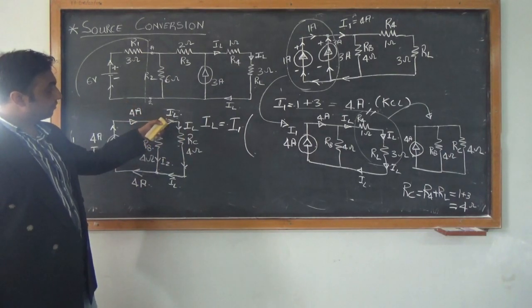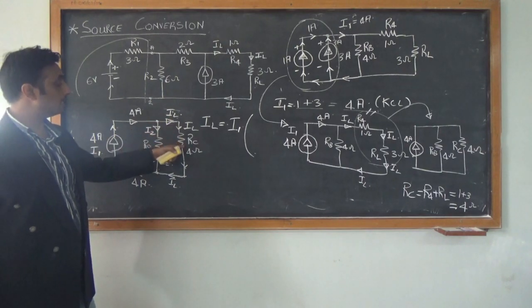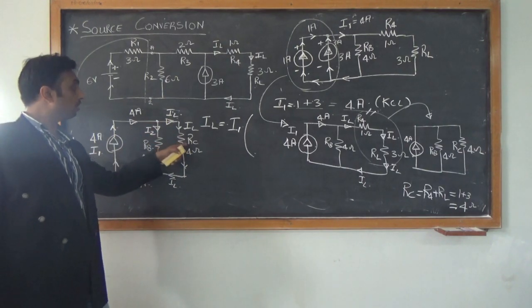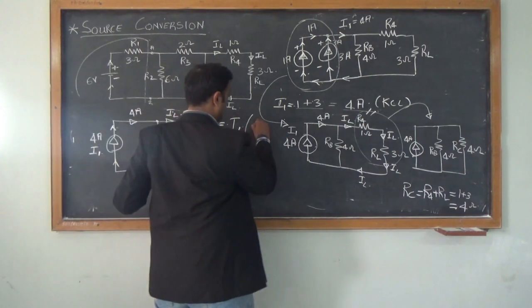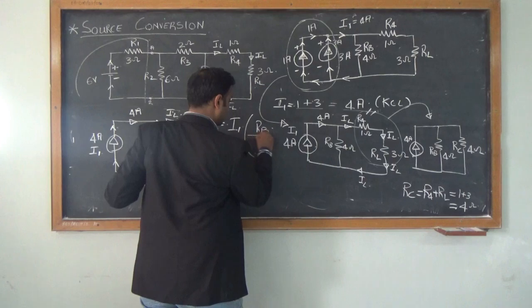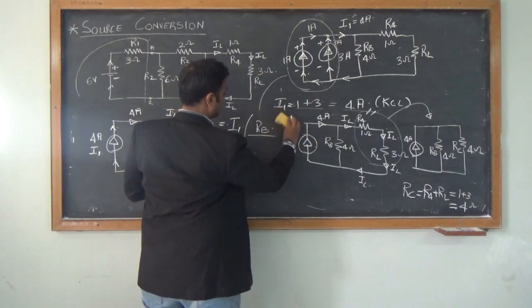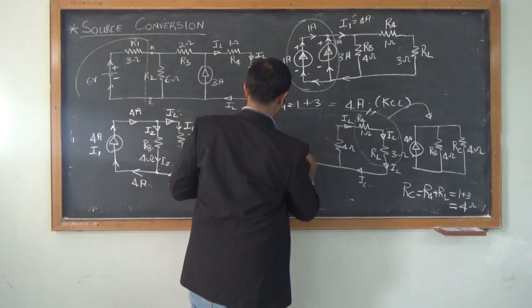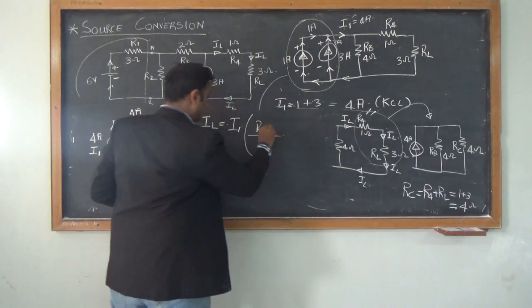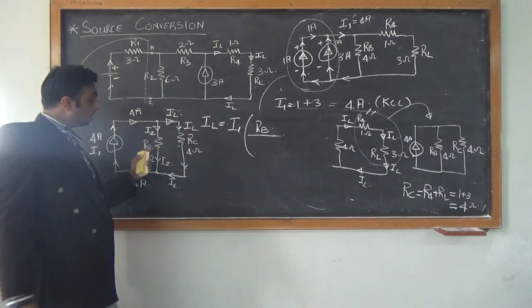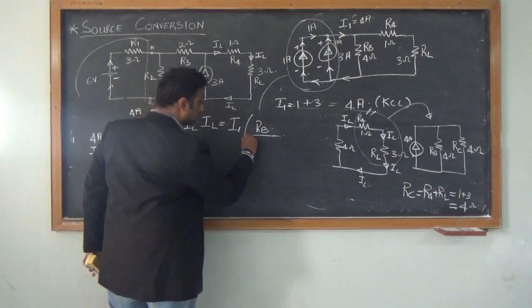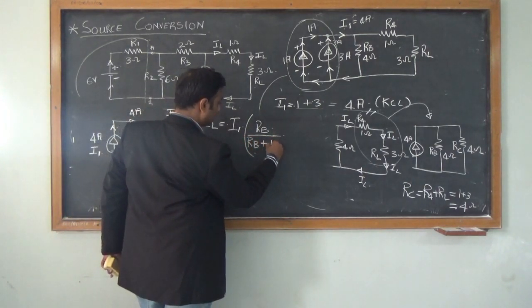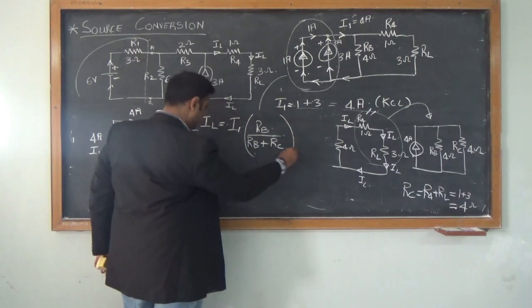So if you want to find out the value of IL, which resistor is it representing? RC. So you have to take the opposite resistor. The opposite resistor is what? RB. So RB divided by the combination of both the resistors. That means RB plus RC.